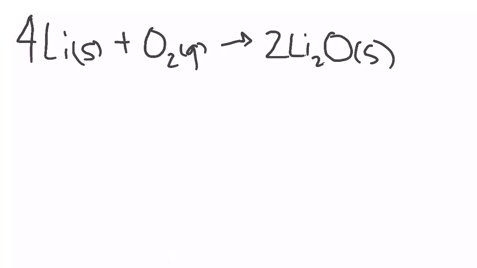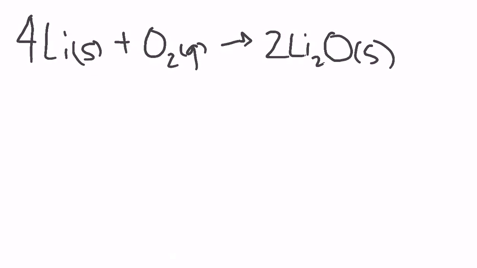So let's look at an example of an oxidation reduction reaction. Here we have lithium reacting with oxygen gas to form lithium oxide. We want to figure out what is oxidized, what is reduced, what is the oxidizing agent, and what is the reducing agent. In order to do this, I need to assign an oxidation state to each element in this reaction. So I'm using the rules in your book on page 177.